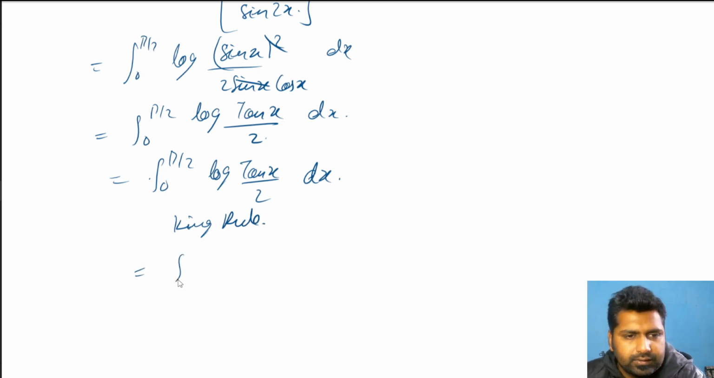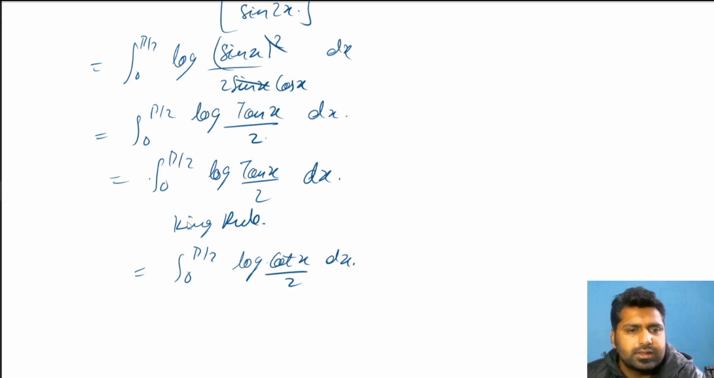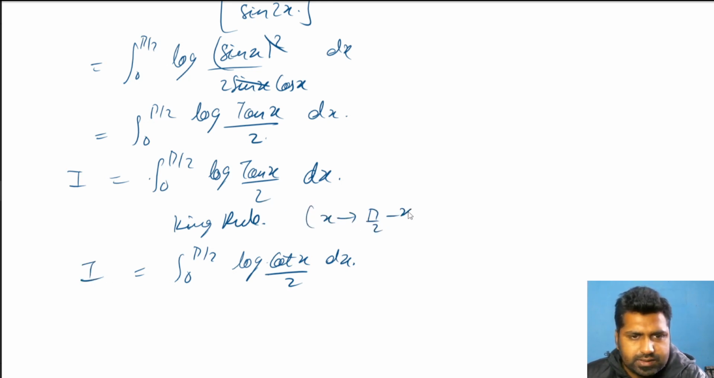So this is 0 to pi by 2 log tan pi by 2 minus x is cot x upon 2 dx. That will work. I've replaced x with pi by 2 minus x, so tan pi by 2 minus x is cot x. Now add them. 1, 2.